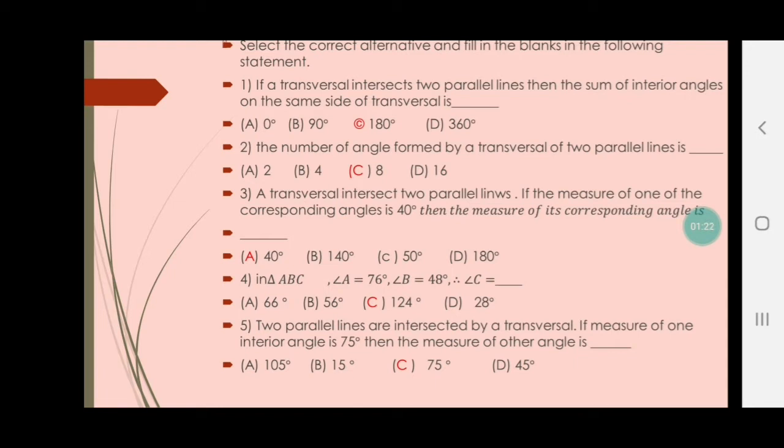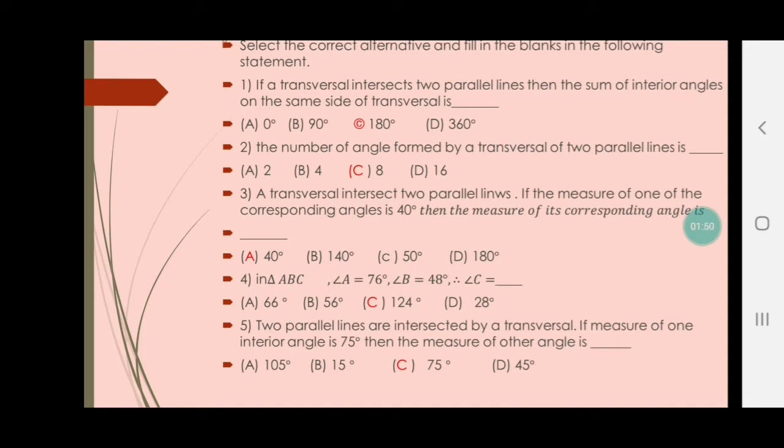The transversal intersects two parallel lines. If the measure of one of the corresponding angles is 40 degrees, then the measure of the other corresponding angle will be... Now we all know the property of corresponding angles, that they are congruent. Therefore, the measure of the other corresponding angle will also be 40 degrees. So the correct option in this problem is option A.